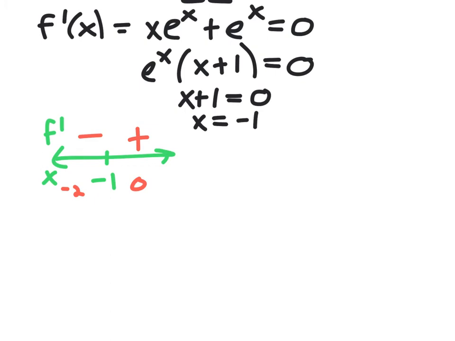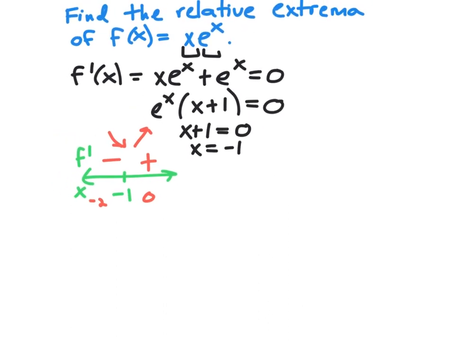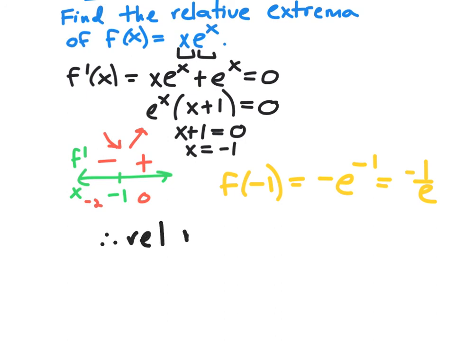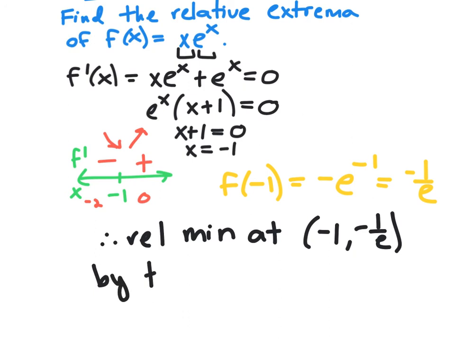That meant that the original function f was decreasing, then it went to increasing. This forms a relative min. So the only other thing I need is the y value to have the point for the relative minimum. Going back to the top, I need to determine what is f of negative 1. Well, if I plug it into the original, that gives me negative e to the negative 1, so negative 1 over e. So my conclusion would state, therefore, there is a relative minimum at negative 1 over e by the first derivative test.